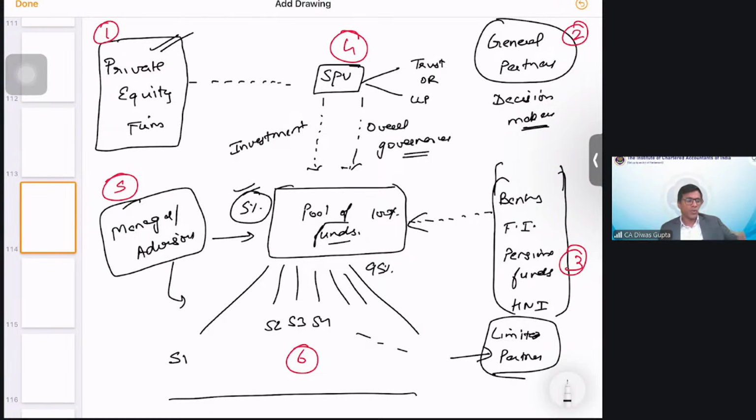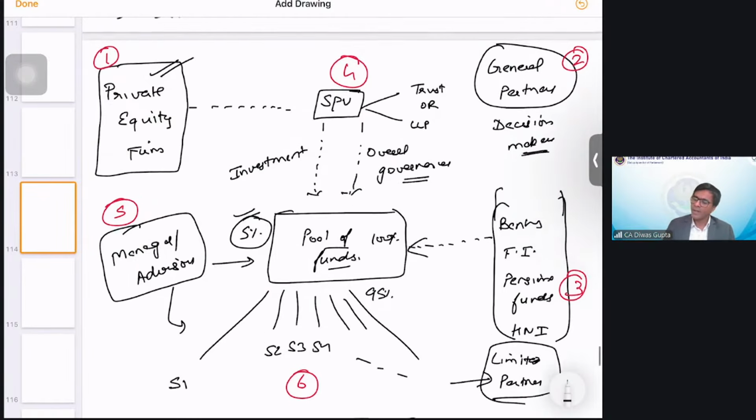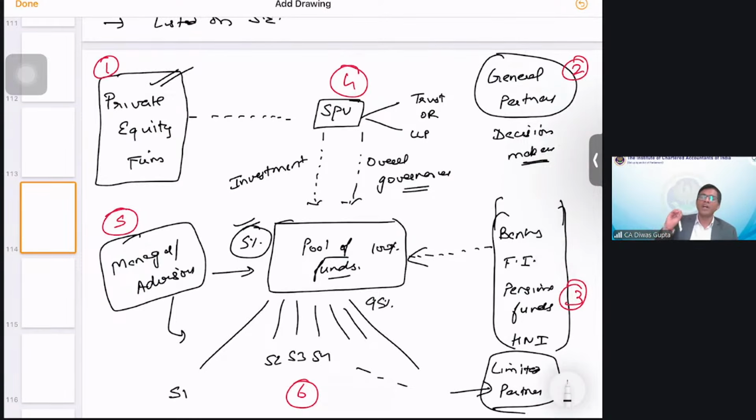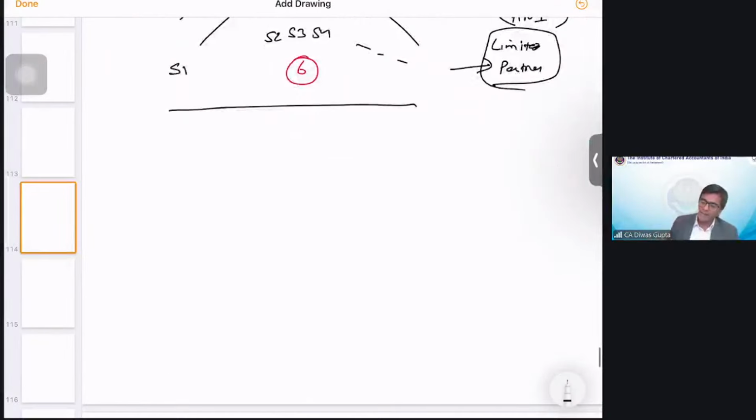So to safeguard them, or to give them proper risk mitigation, they also tend to invest 5 to 10% of the overall kitty from their own side. Okay. But the management or the governance of this SPV, and hence the pool of funds, rests with the private equity firms, which are called general partners. They are all individuals who have the experience of managing different kinds of businesses. And how do they do that?